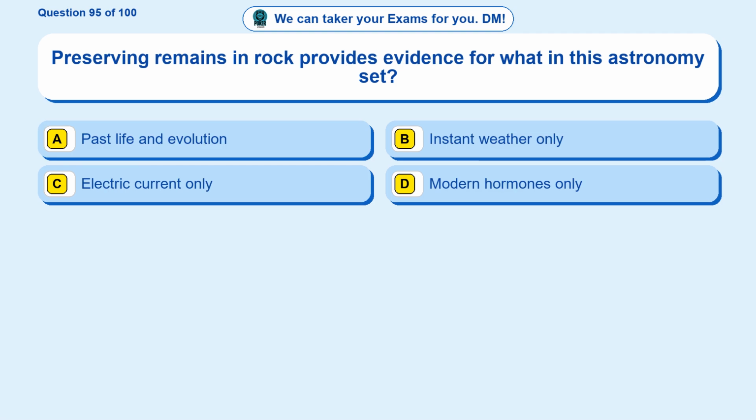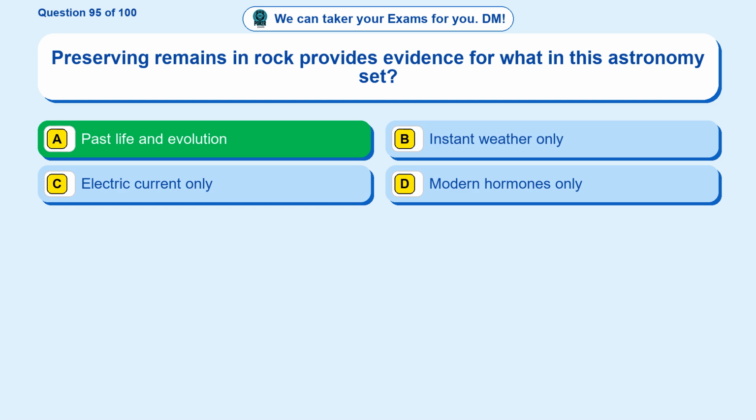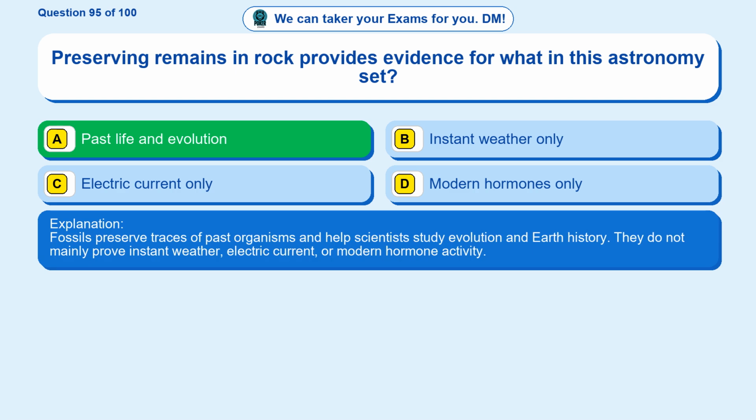Question 95. Preserving remains in rock provides evidence for what in this astronomy set? Option A, past life and evolution. Option B, instant weather only. Option C, electric current only. Option D, modern hormones only. The correct answer is option A, past life and evolution. Fossils preserve traces of past organisms and help scientists study evolution and Earth history. They do not mainly prove instant weather, electric current, or modern hormone activity.